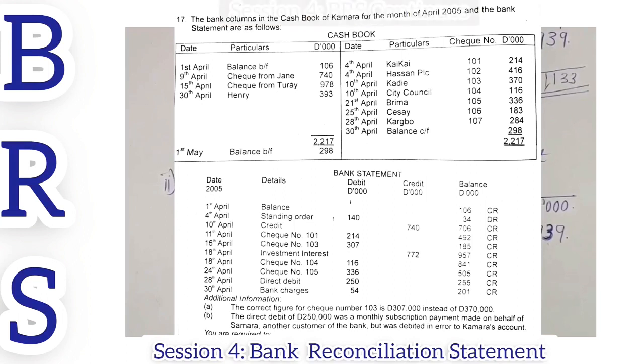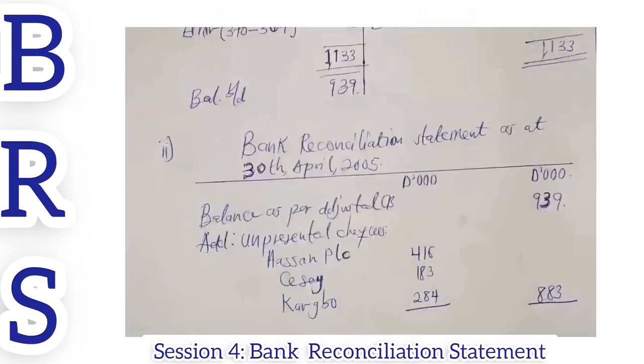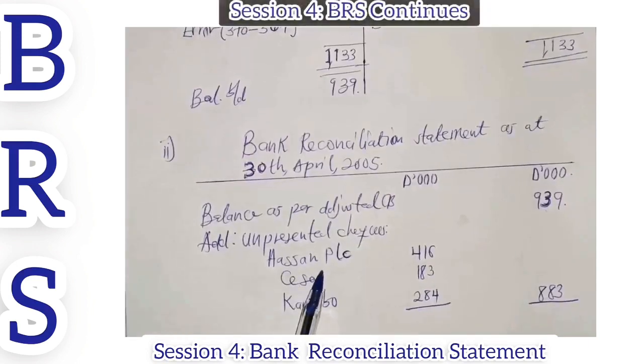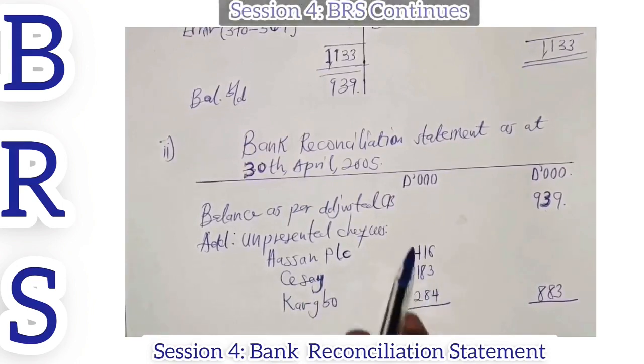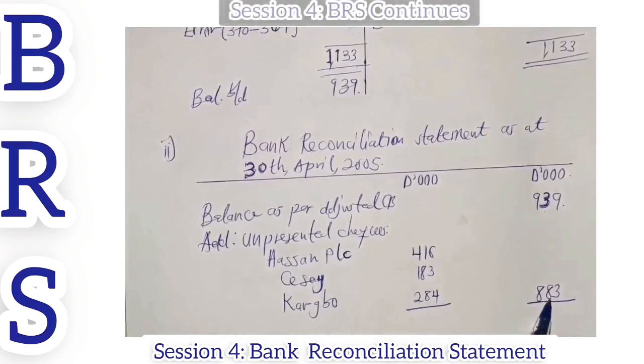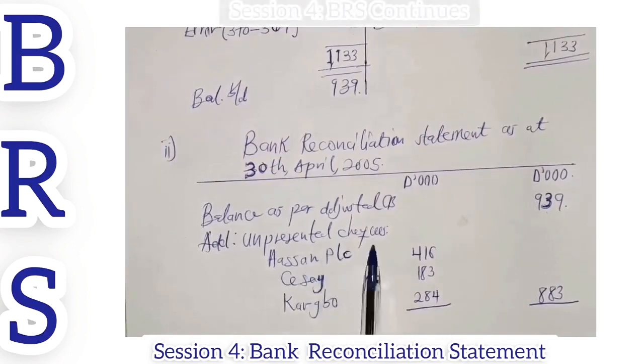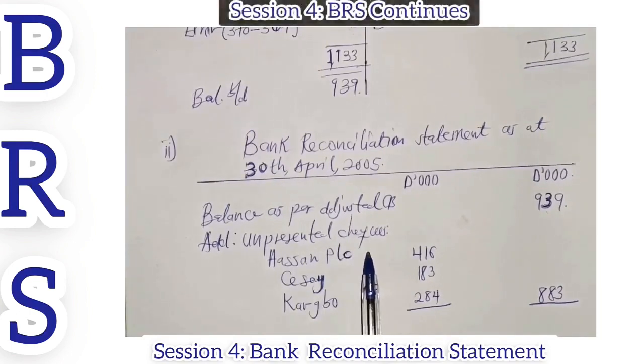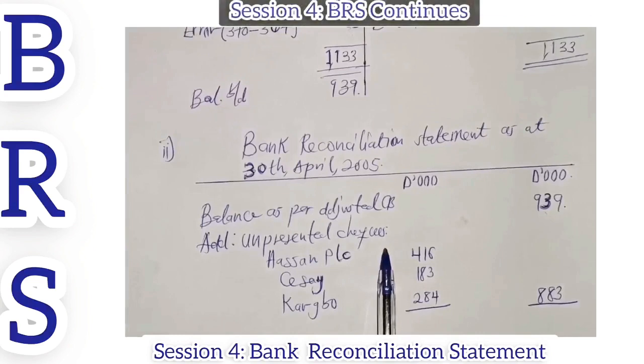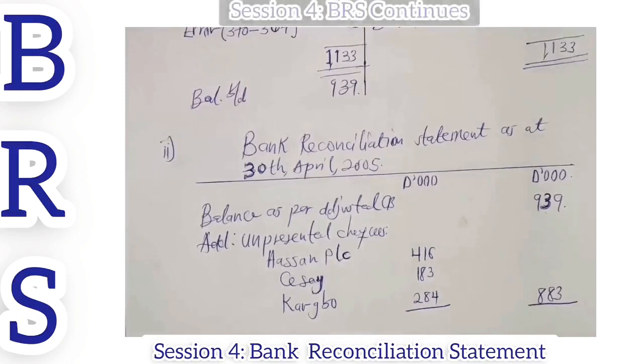So take note of that. These are the unpresented checks that we're talking about: Hassan PLC, CC, then Cabo. And when I add up, I had 883. After getting this, you ask yourself, is there any wrong credit in the question? You can clearly see there wasn't any wrong credit entry in the question. So that will be all for unpresented checks.